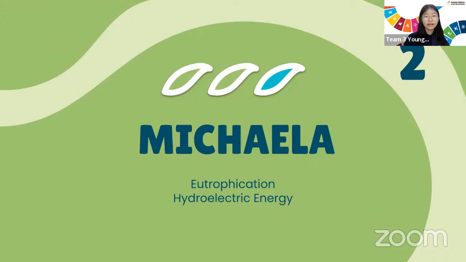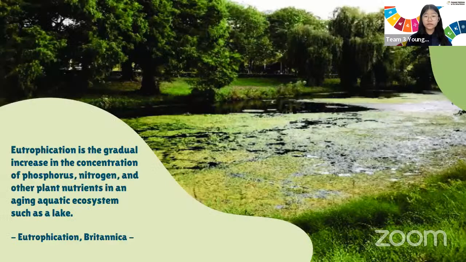So hi, I'm Michaela, and I'm going to talk about eutrophication and hydroelectric energy. To define eutrophication, it is a gradual increase in the concentration of phosphorus, nitrogen, and other plant nutrients in an aquatic ecosystem such as a lake.